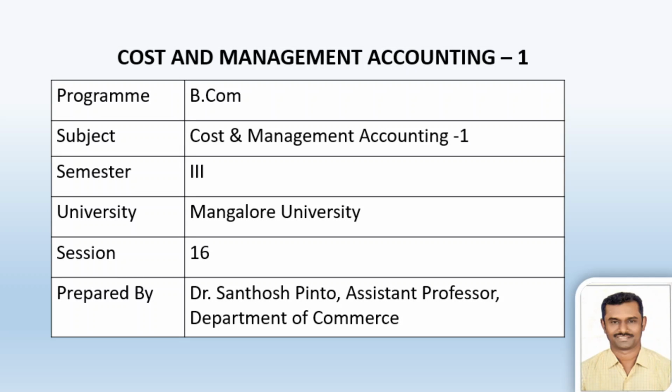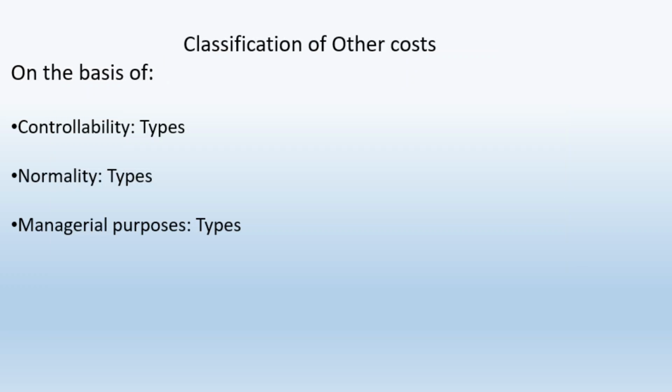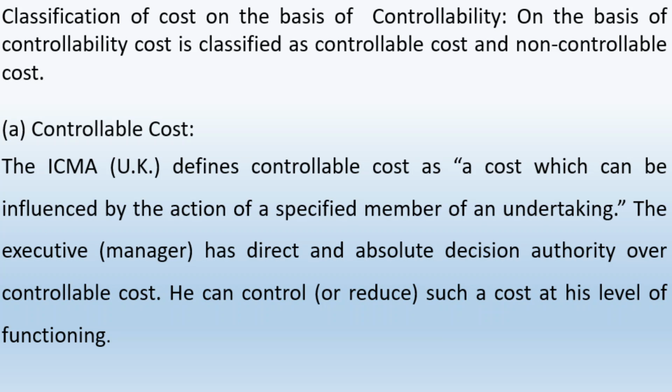In this session, I will focus on the classification of costs on the basis of controllability, normality, and managerial purposes. Let me start with the classification of cost on the basis of controllability. On the basis of controllability, costs are classified as controllable costs and non-controllable costs.